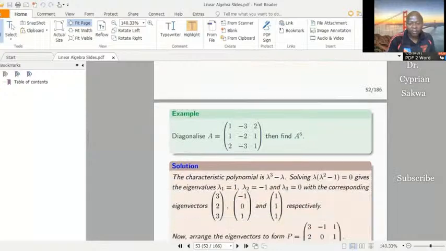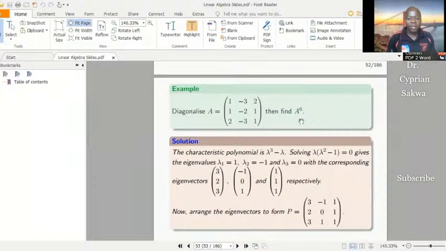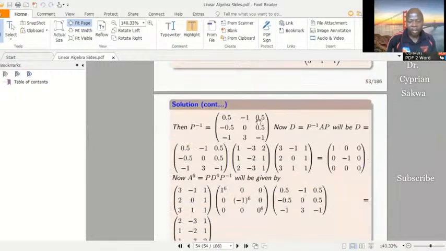Another example on the diagonalization of matrices: find A raised to 6. The eigenvalues you'll find are 1 and 4. I'll show the example, and it works the same way. Now, bringing in the lambda values, the eigenvectors corresponding to each lambda are used to form P. I've arranged them here and there to form P. Then use your knowledge of matrix inversion to get the inverse of P. So I did. What is D? It is P inverse A P.